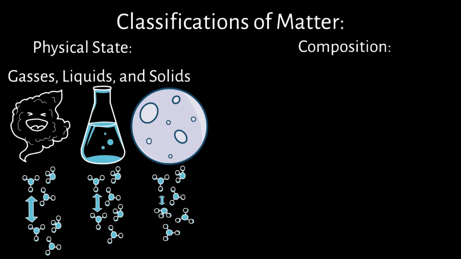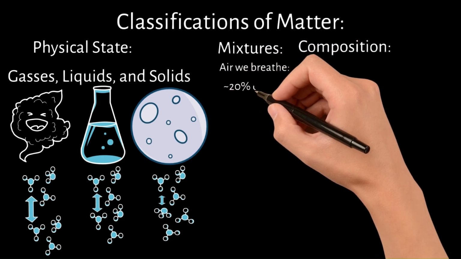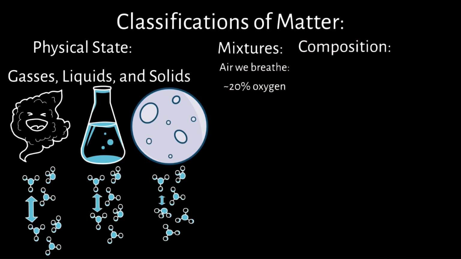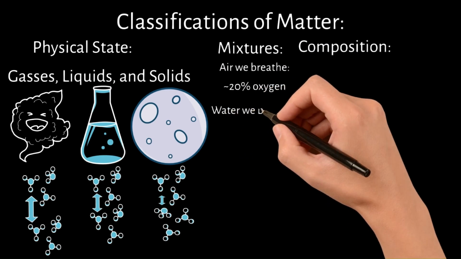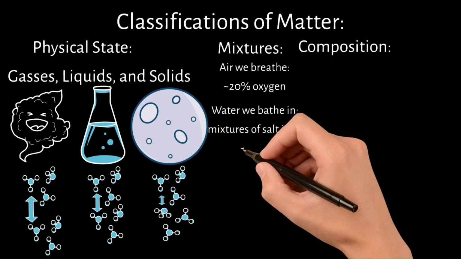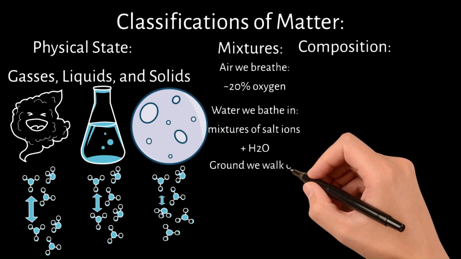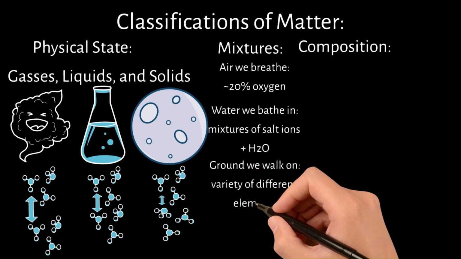Most forms of matter that we encounter on a day-to-day basis are a mixture of many different molecules. The air we breathe is only approximately 20% oxygen. The rest is a mix of a bunch of other gases. The water we bathe in isn't just pure H2O. There are often a mixture of salt ions in it as well. Lastly, the ground we walk on is composed of a vast variety of different elements.